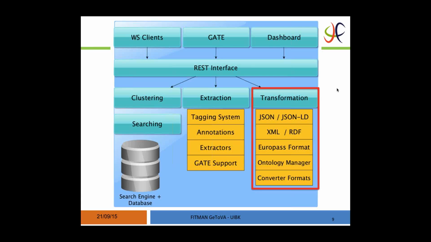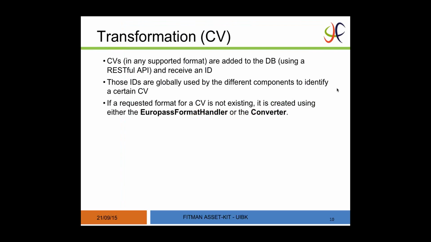To make this data useful and usable as widely as possible, we provide transformation capabilities. Most of our data is available as JSON, JSON-LD, XML, RDF. And with RDF, we mean various ontologies based on RDF. For the example of the CV transformation, this is done as follows.